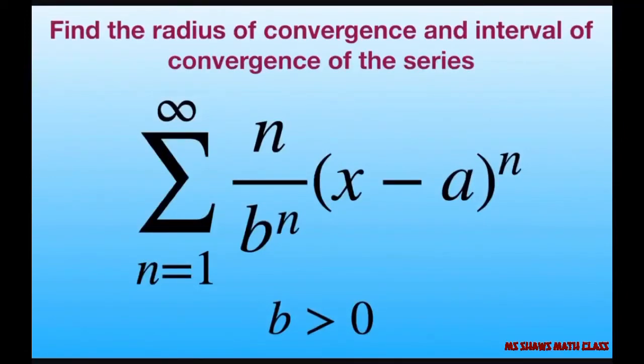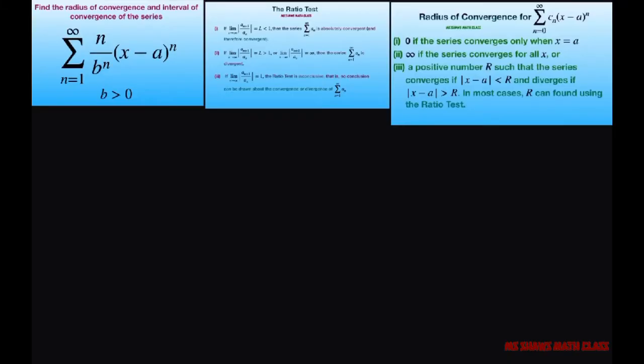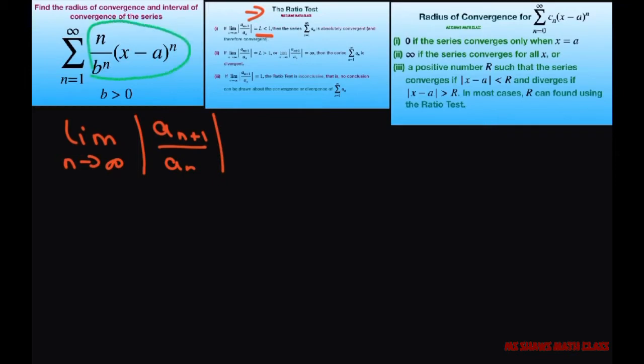We're going to find the radius of convergence and interval of convergence for this series given. All right, so we're going to use the ratio test and set the limit less than 1. You get the limit as n approaches infinity of the absolute value of a sub n plus 1 divided by a sub n. So that's your ratio test, and this is your a sub n.